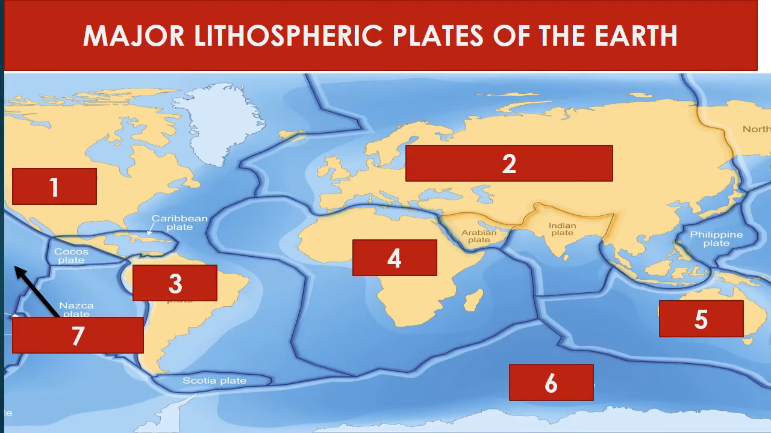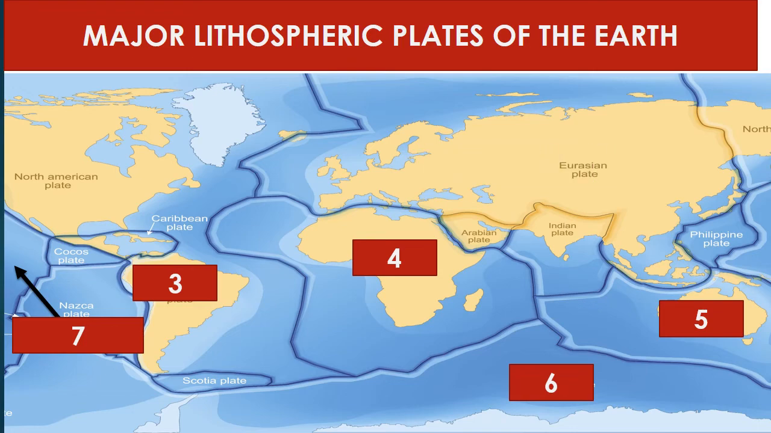Remember that we are going to name them according to the major landmass or body of water found on top. Number 1, the major landmass found on top is North America. So this lithospheric plate is named the North American Plate. Number 2 covers Europe and Asia. Combining the names of the two, this lithospheric plate is named the Eurasian Plate.